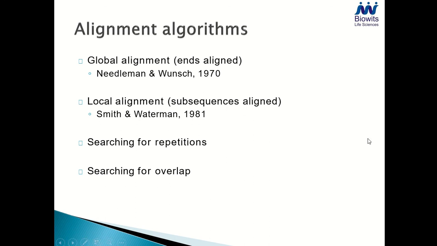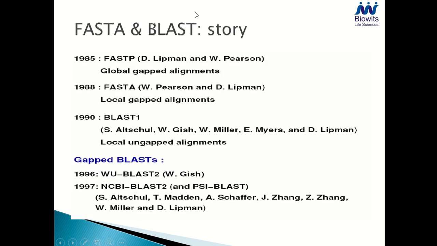So alignment algorithms: global alignment, ends aligned; local alignment, subsequences aligned; and then searching for repetitions. We are now checking the repetitions and searching for overlap. Saan ba nag-overlap yung mga genes na yon? Okay? Or shall I say the nitrogenous bases. So we want to use this alignment algorithms. Ayan. So ito na po yung FASTA and BLAST story from 1985, 1988.